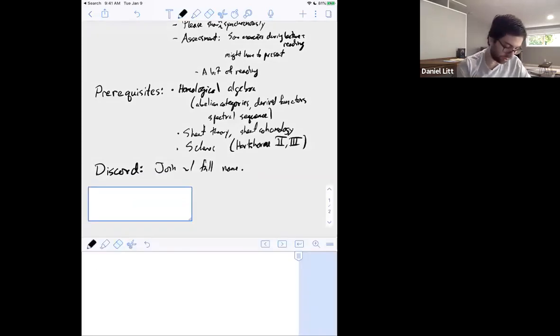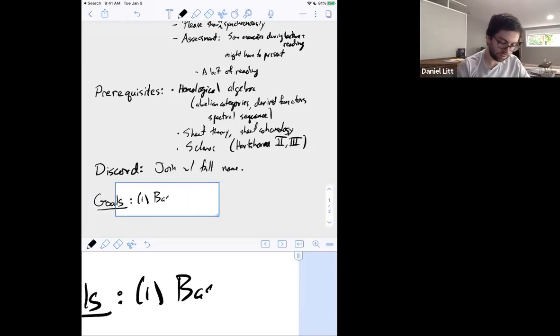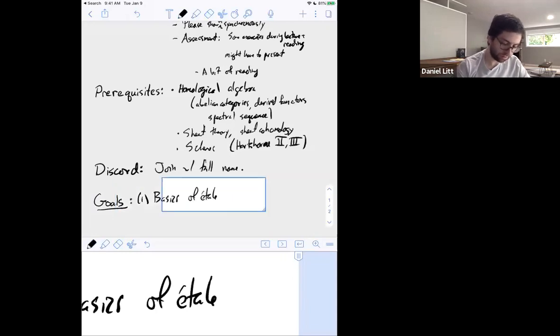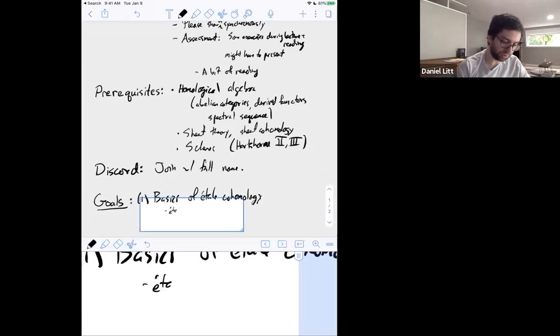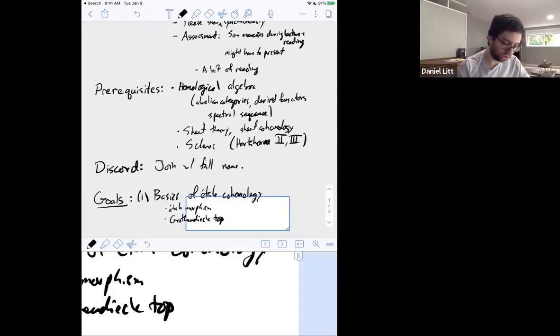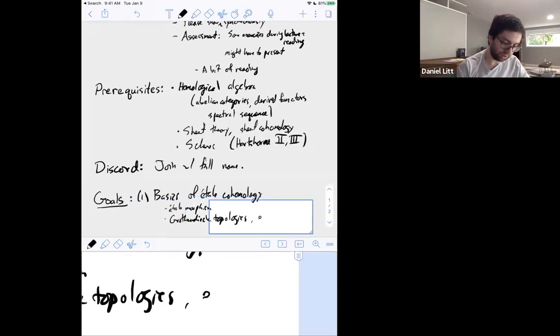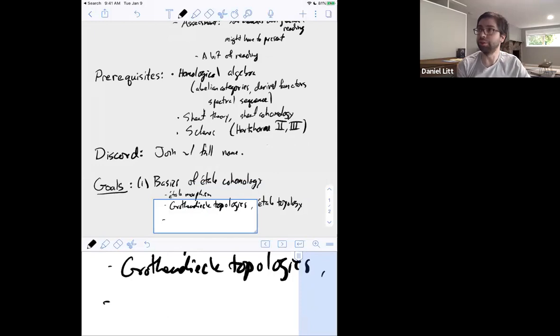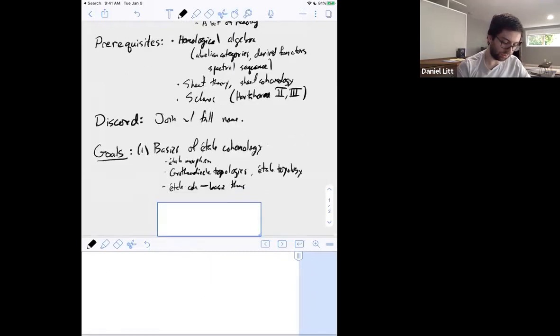Okay, so what are the goals of this course? So goal 1 is to cover the basics of Etale cohomology. So for example, I'm going to tell you what an automorphism is. Hopefully you've seen that before. I'll tell you about Grothendieck topologies, which are a generalization of the notion of a topological space, and in particular the Etale topology. Then more or less for free, once we have that, we'll have a definition of Etale cohomology. And then the basic theorems.